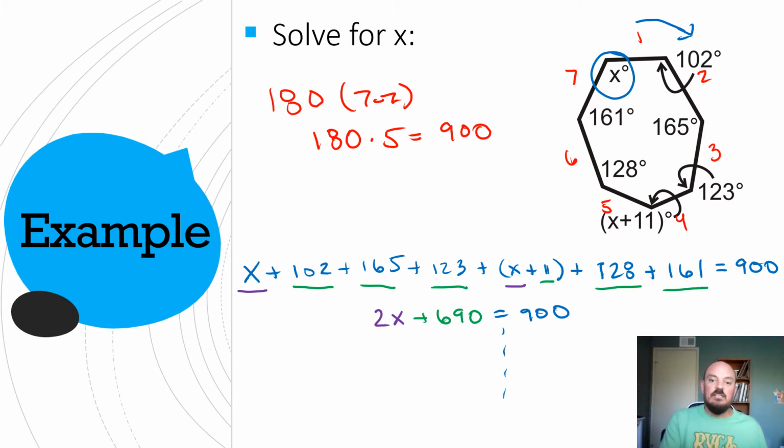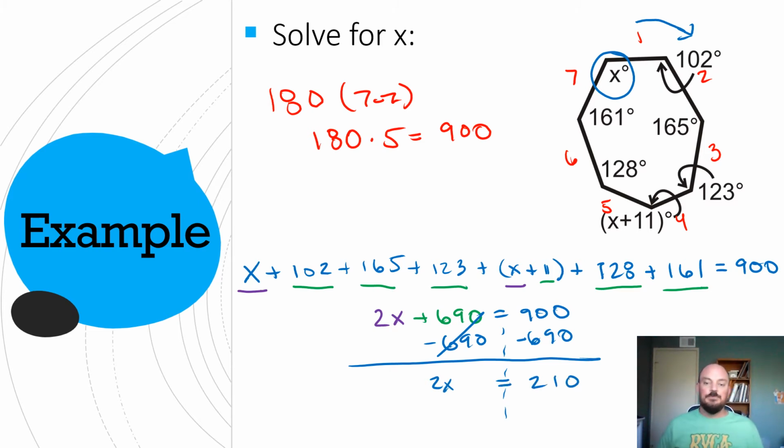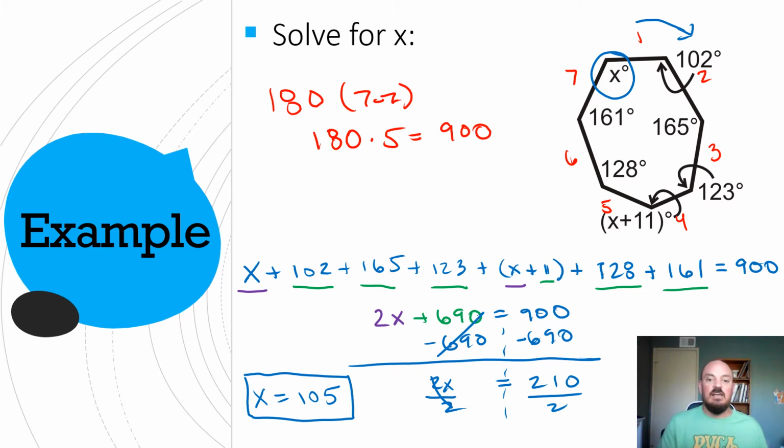See, now we have a nice easy equation to solve. I just need to subtract 690 from both sides to cancel that out. That's gone. It leaves just 2x, and you get 210 over here. Then you finish the question by dividing both sides by 2 to cancel out the 2 in front of x. And x is 105. 210 divided by 2 is 105. So x ends up equaling 105 in that one.